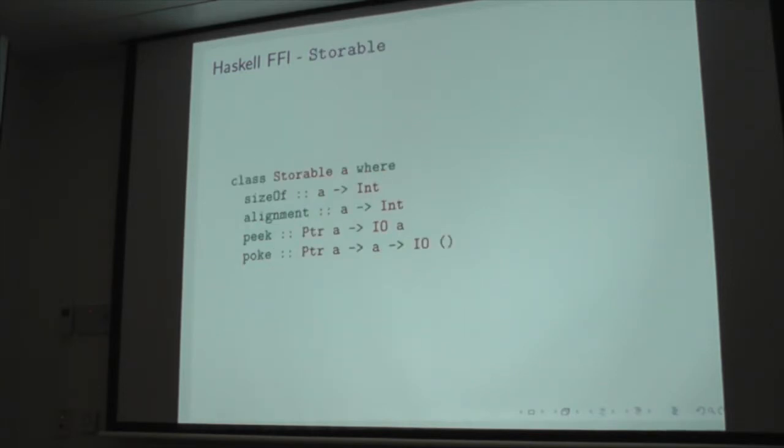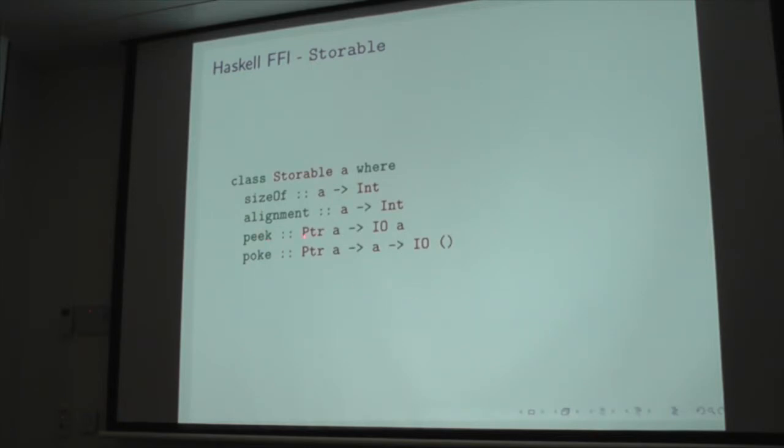Okay, a brief note on Storable. I mentioned that Storable defines the size of the type A in memory. So sizeOf takes an A and returns an Int. It also defines the alignment, and peek and poke, which are used for marshalling the structure to and from native Haskell data types.